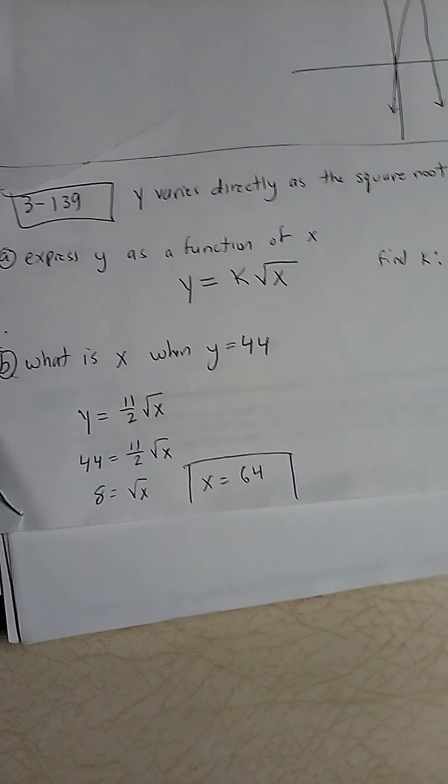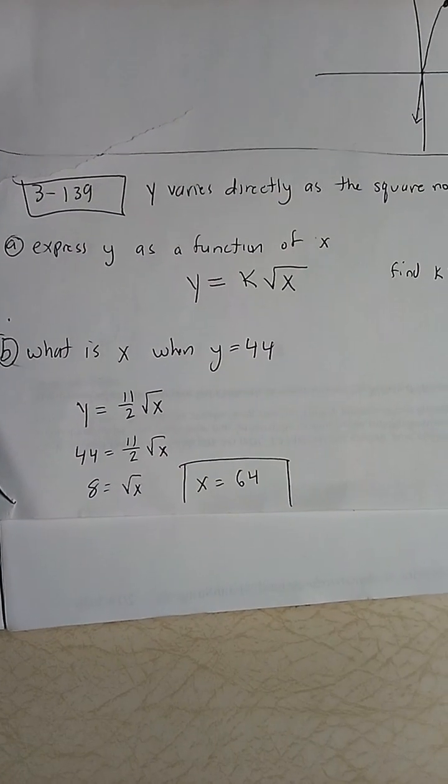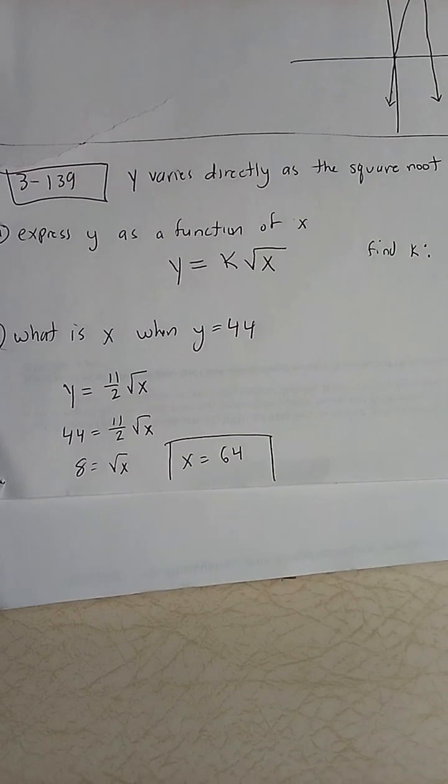And then the last problem is 3-139. It says y varies directly as the square root of x, and y equals 11 when x equals 4. Express y as a function of x.